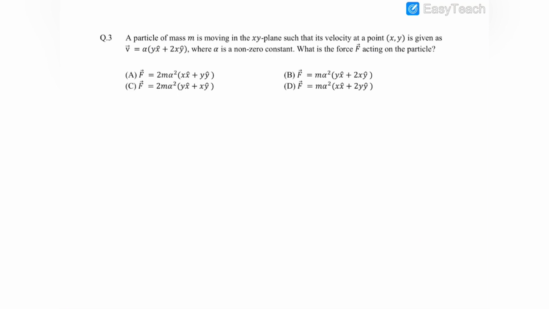In this question, a particle of mass m is moving in the xy plane, and in this plane its velocity is given by this one.